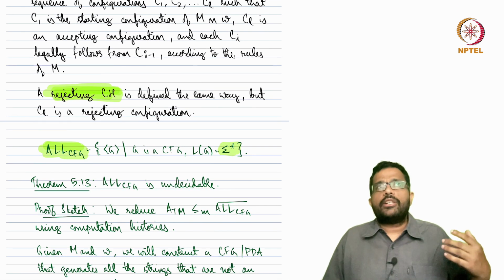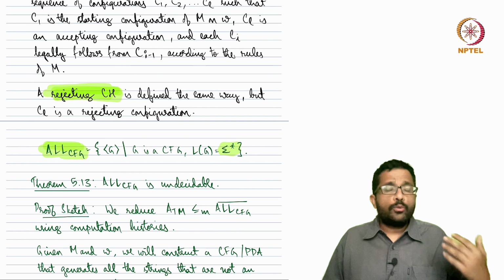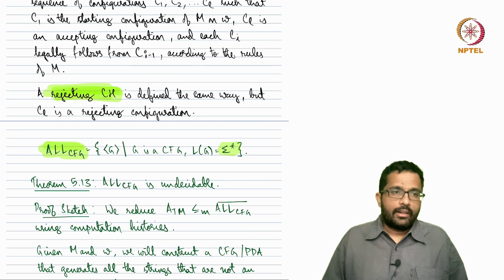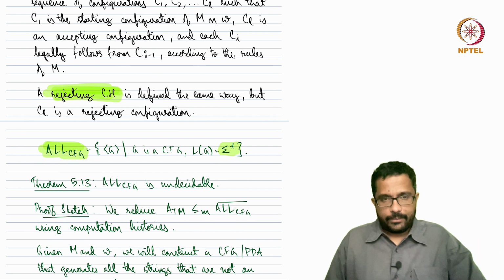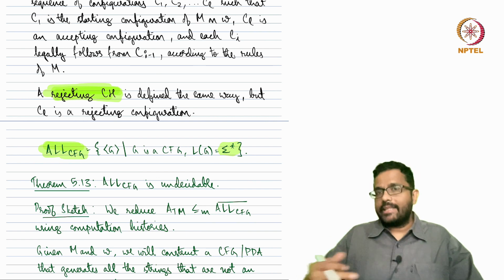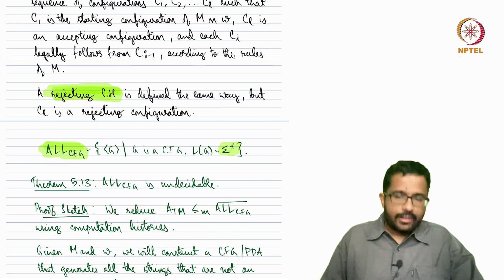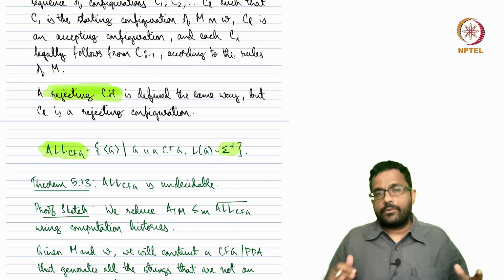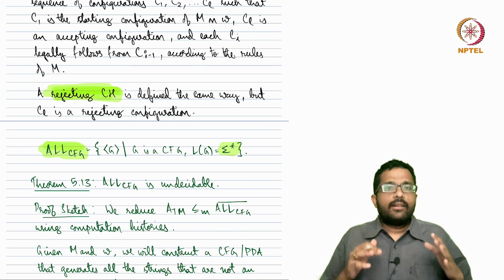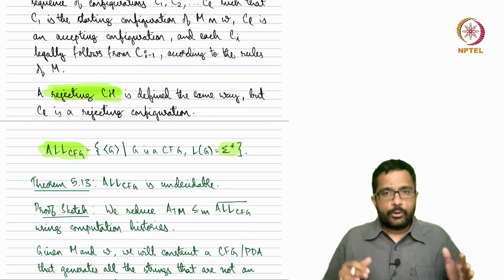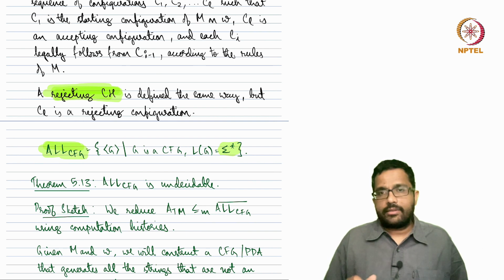You may recall we assumed ALL-CFG is undecidable, and we showed that EQ-CFG is also undecidable because you could reduce ALL-CFG to EQ-CFG. But we had just stated that ALL-CFG is undecidable, and now we'll see a sketch of the proof. It's an undecidable problem, given a context-free grammar, to determine whether it generates the set of all strings possible over the terminal set.